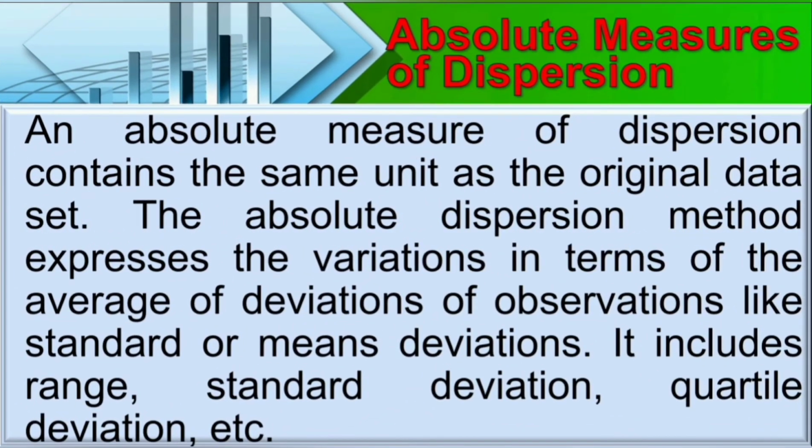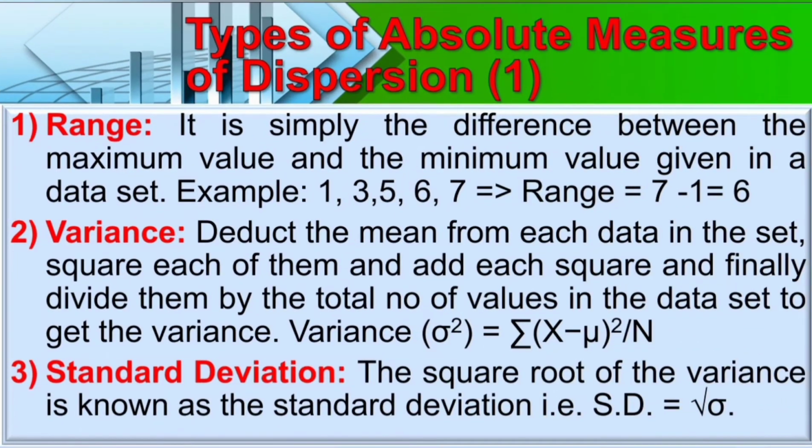Absolute measures of dispersion. An absolute measure of dispersion contains the same unit as the original data set. The absolute dispersion method expresses the variations in terms of the average of deviations of observations, like standard deviation or mean deviation. It includes range, standard deviation, quartile deviation, etc. Types of absolute measures of dispersion. Number 1, range. It is simply the difference between the maximum value and the minimum value given in the dataset.